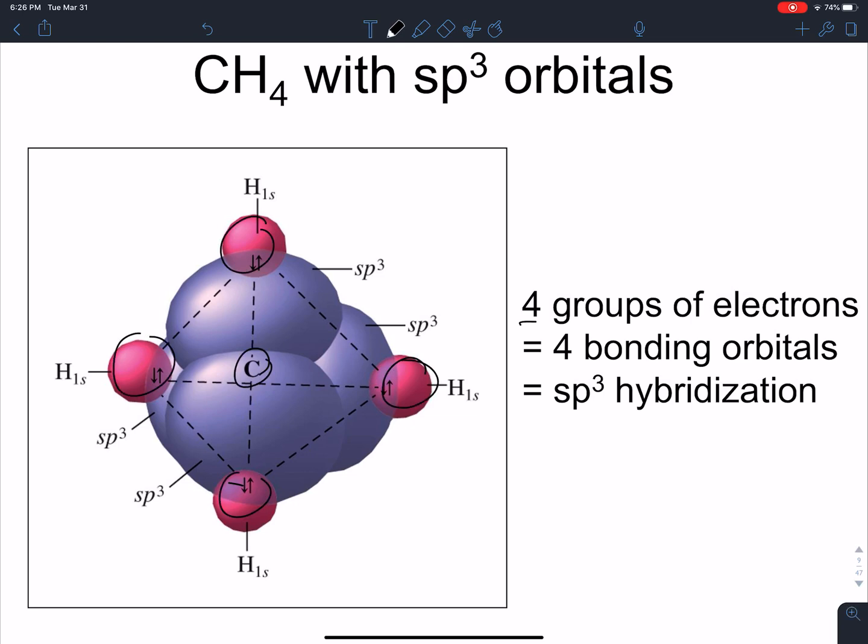We see that whenever an orbital from carbon overlaps with an orbital from hydrogen, this in the middle is the bond. So that's 1 bond. Here's our second bond, the overlapping of 2 orbitals. These are our 4 bonds.